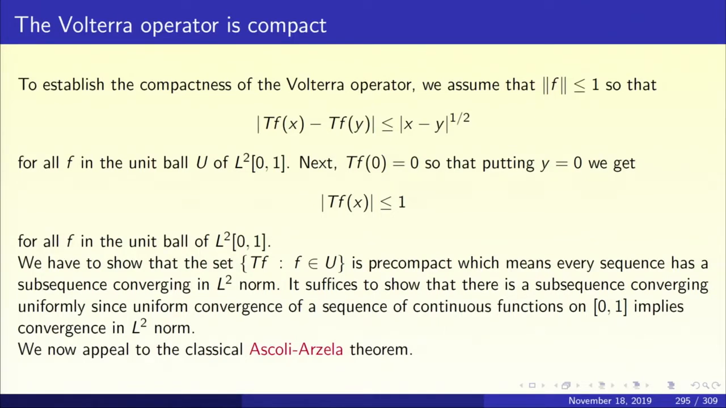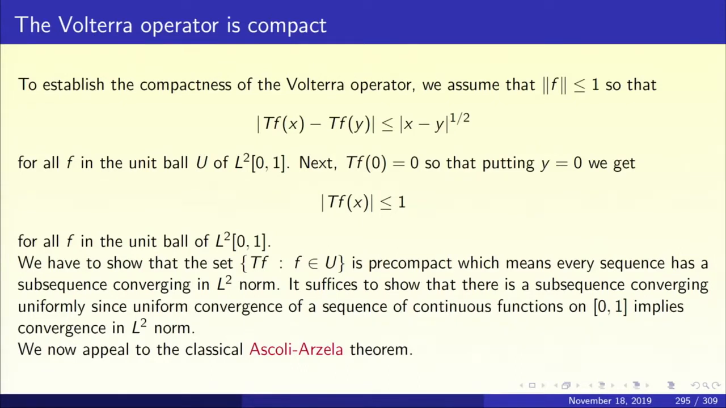So, now with these two essential ingredients, we have to show that the set Tf, where f ranges over the unit ball, is pre-compact, which means every sequence has a subsequence converging in L2. To show that a subsequence converges in L2, it is enough to show that there is a subsequence converging uniformly, because uniform convergence of continuous functions on [0, 1] implies convergence in L2.